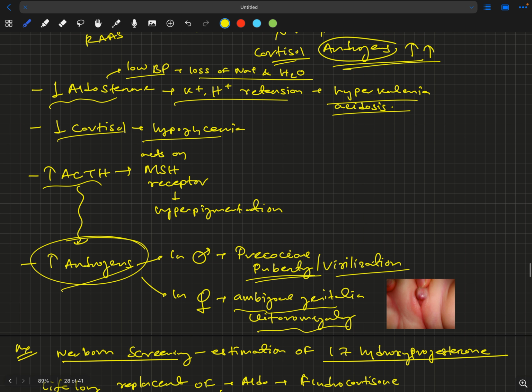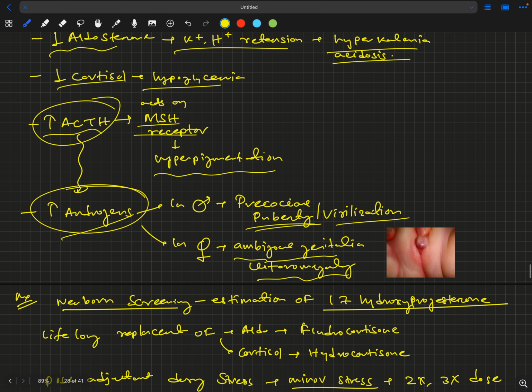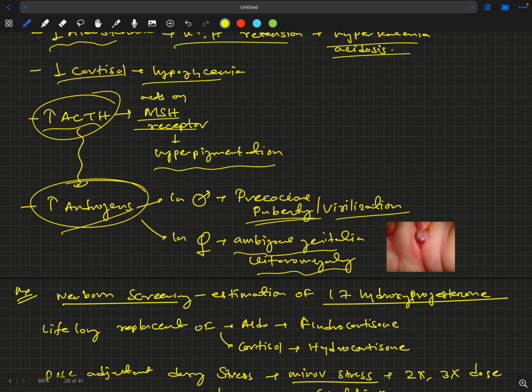Another thing is that ACTH has a similar structure to MSH. So it acts on the MSH receptor, the melanocyte stimulating hormone receptor, and there will be more stimulation of melanocytes, that will lead to hyperpigmentation. So the picture will be low aldosterone, low cortisol, increased androgens, that will lead to precocious puberty in case of male, and ambiguous genitalia or clitoromegaly in case of female.